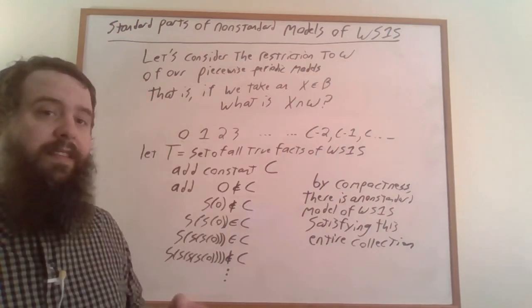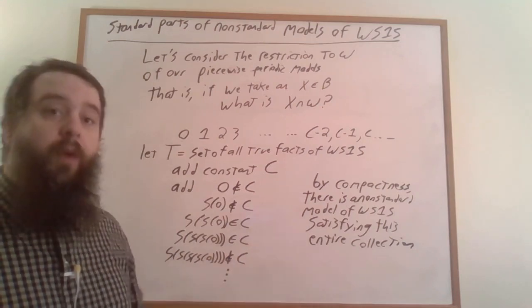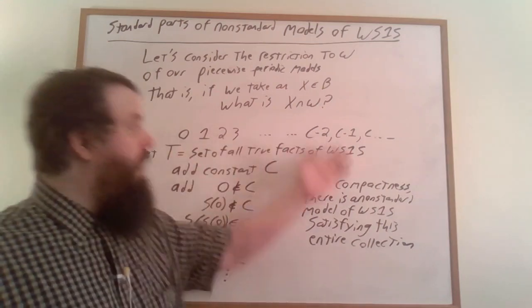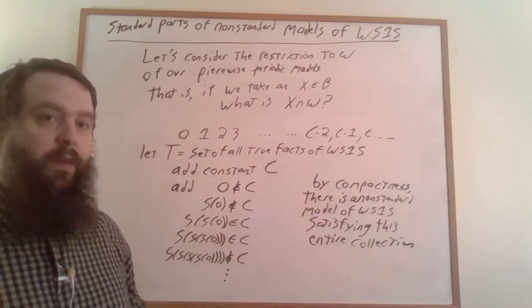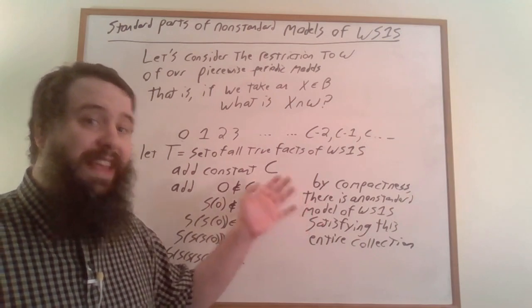Could it be the case that this model that we construct has first order part omega plus Z? Or is it going to have some sort of much more complicated first order part? Well, the compactness theorem doesn't really tell us. It just tells us that there is a model.